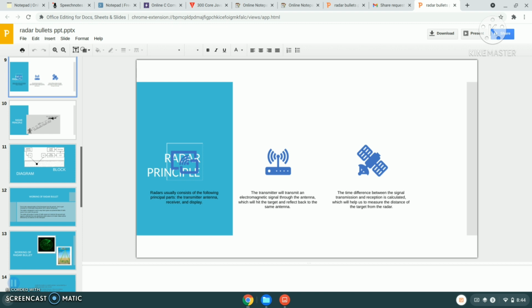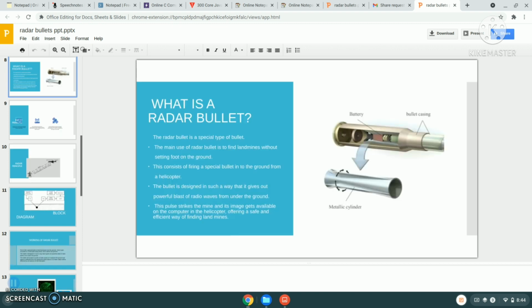As we know, this equipment mainly consists of a transmitter, receiver, antenna and display.